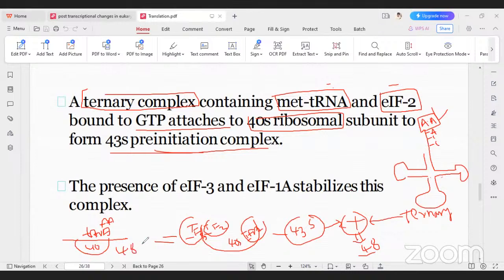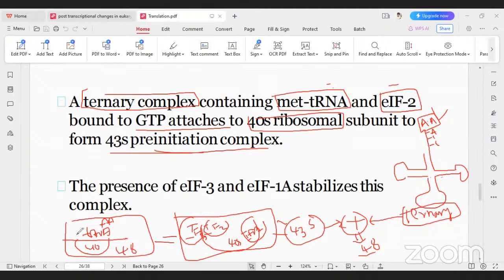Is it clear first? Hello? Yes, sir. The ternary complex is completed. Now this is 43S, which means only the 40S subunit, made up of the 40S subunit with some of the factors. Now this 43S plus ternary forms the 48S. Simple. Is it clear? Yes, sir. Right.